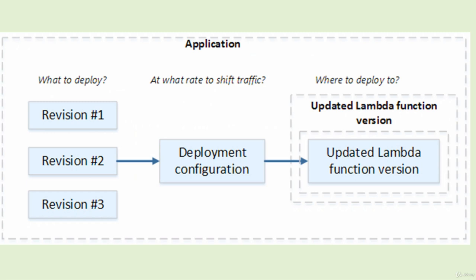Suppose we have to define first what we need to deploy. There could be different revisions of the same product, revision 1, 2, or 3, for instance. Then we need to define at what rate to shift the traffic. We can have deployment configurations for certain things. We can set up rules and different things. Then we need to define where to deploy. We can deploy using a Lambda function or EC2 or different instances as well. We can update the Lambda function version anytime we want.